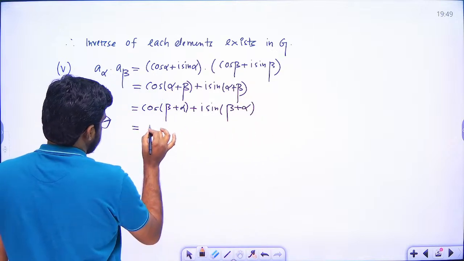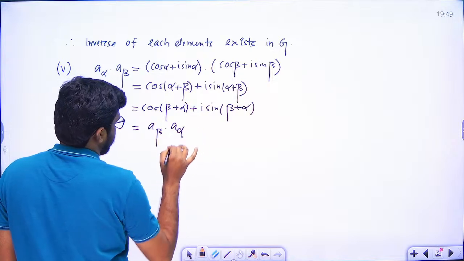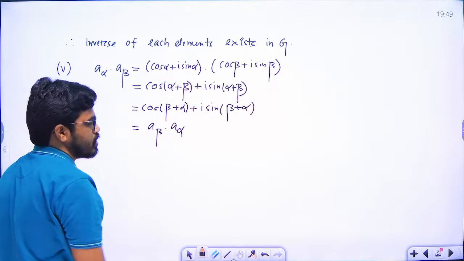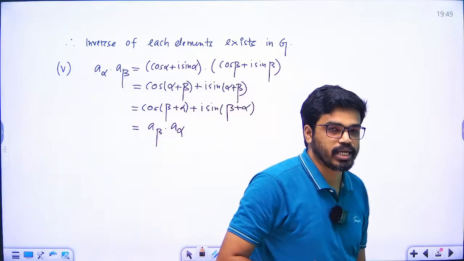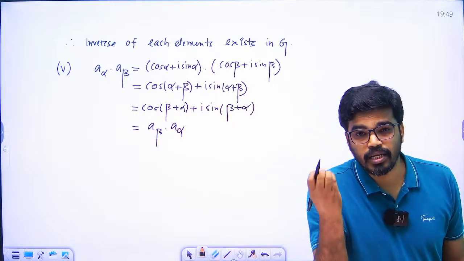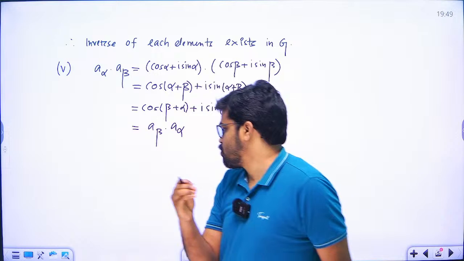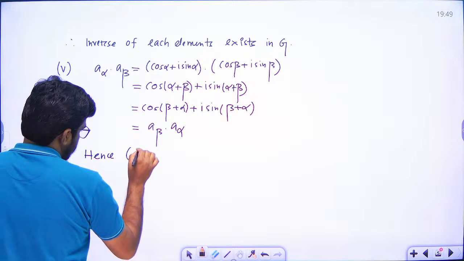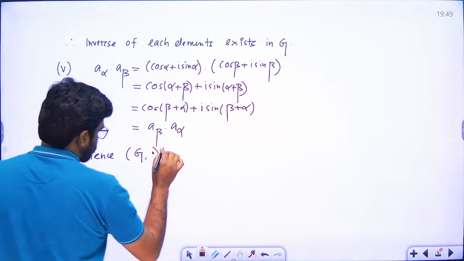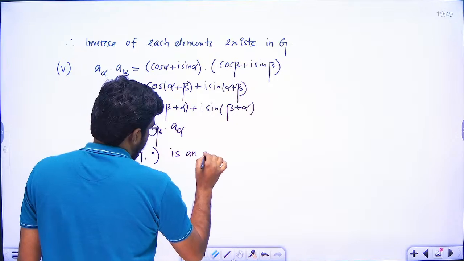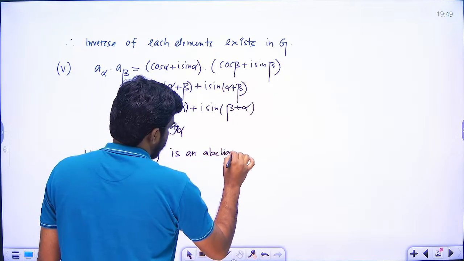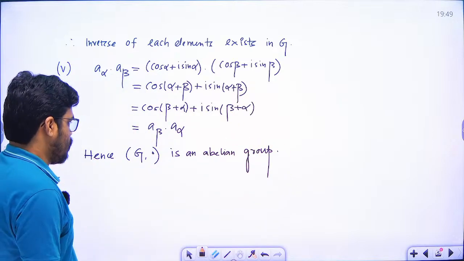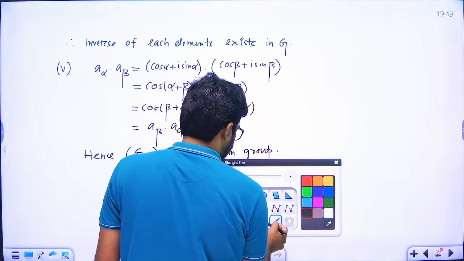So basically this is A beta dot A alpha, right? A beta dot A alpha. So what do we get? Cos(beta plus alpha) plus i sin(beta plus alpha). So we conclude that G is an abelian group with respect to multiplication. Okay, hence (G, dot) is an abelian group.